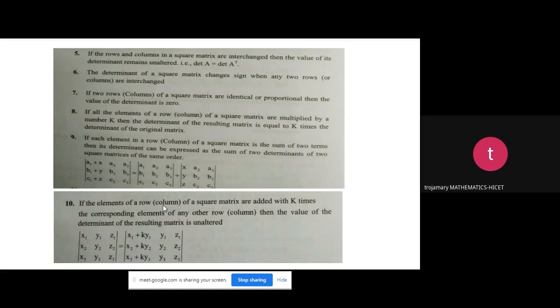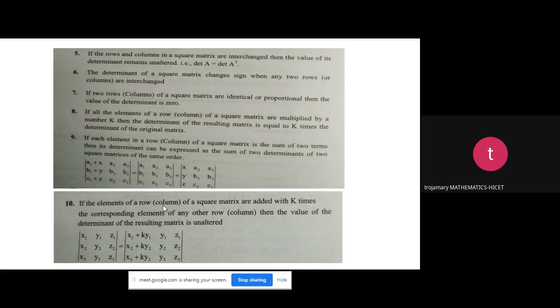Okay, so this is the determinant of a 3 by 3 matrix. I think you all know how to find the determinant of matrices. First, on the first row we put plus, minus, plus, right? Then plus A1 into the minor of A1, then minus B1 into the minor of B1, plus C1 into the minor of C1. If we add these, we get the determinant value. Okay. Then if rows and columns in a square matrix are interchanged, the value of the determinant remains unaltered. So determinant of A equals determinant of A transpose.